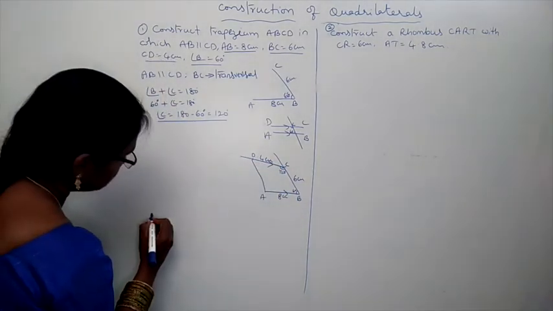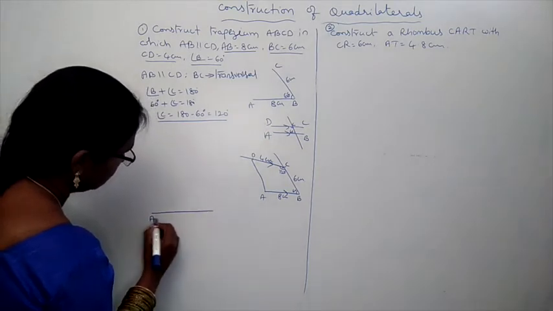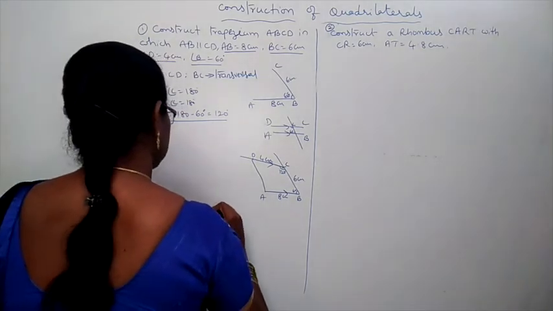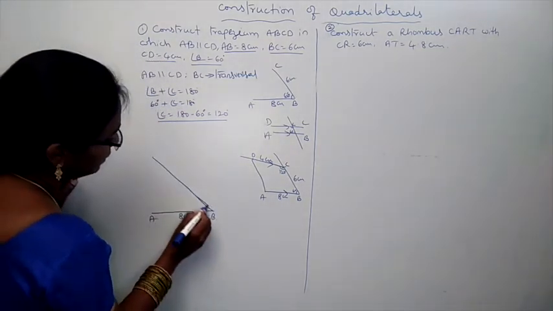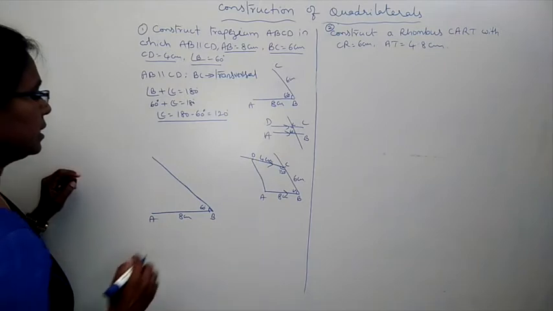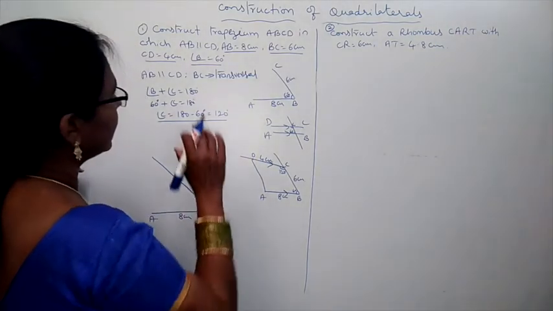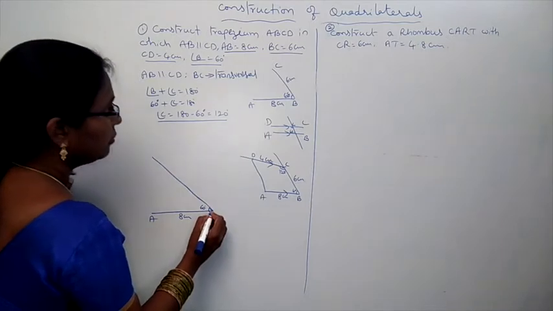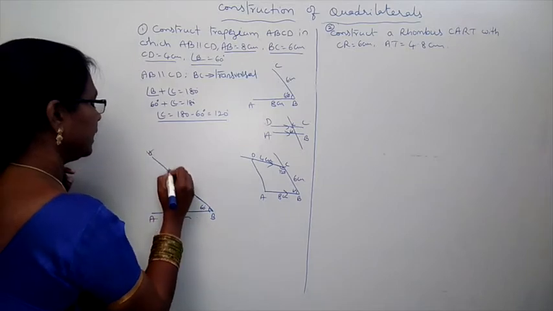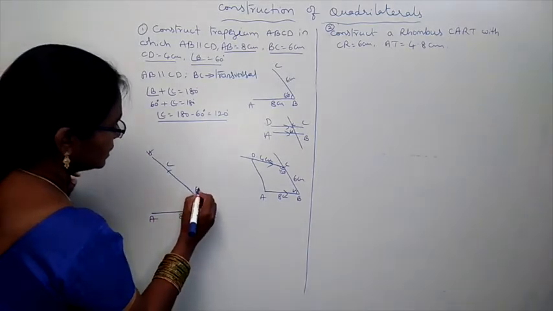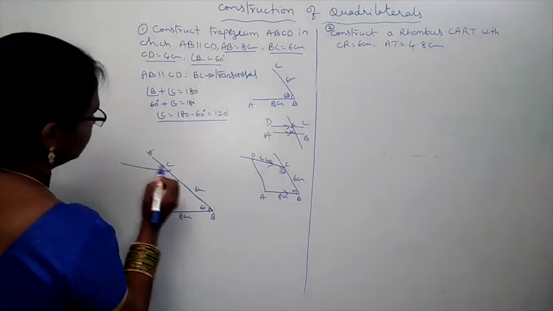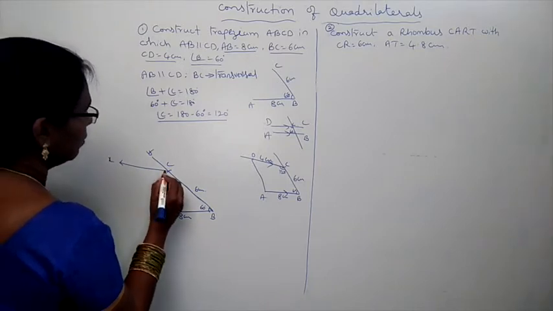Now how to draw? First you have to draw AB 8 centimeter. Then angle B 60 degree. Then B to C you have to take with radius 6 centimeters. Center B with radius 6 centimeters, you draw one arc. That point that intersects the BY ray is C. Then BC 6 centimeter. Next angle C 120. Now you have to draw one ray, that is CX, 120 degree.